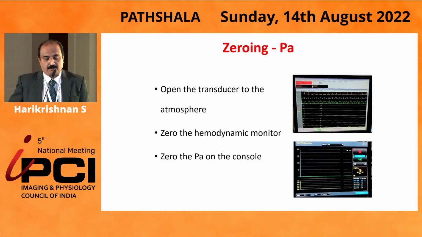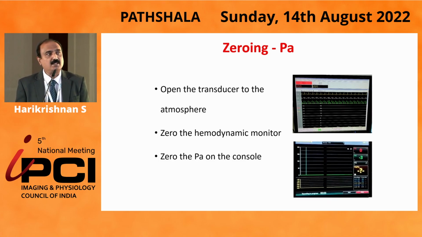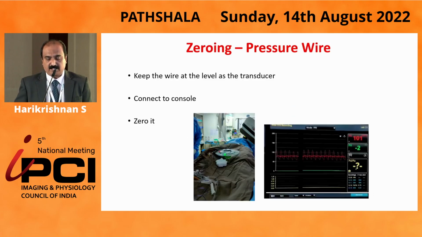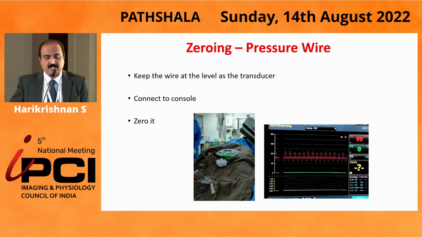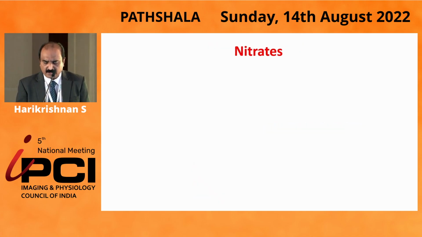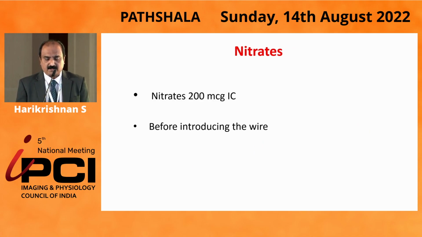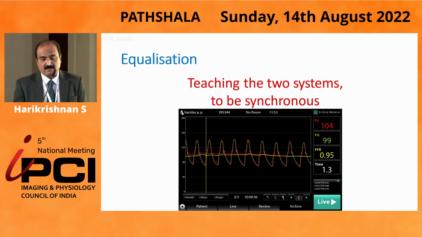The zeroing of the Pa, or the aortic pressure: open the transducer to the atmosphere, zero the hemodynamic monitor, and then zero the Pa on the console of the FFR or the iFR machine. For the pressure wire zeroing, keep the wire at the level of the transducer, connect to the console and zero it. Then you have to give nitrates, 200 microgram intracoronary, before introducing the wire. This is to prevent whatever spasm is there in the vessel, and also to prevent the epicardial vessel spasm which can be induced by the wire.